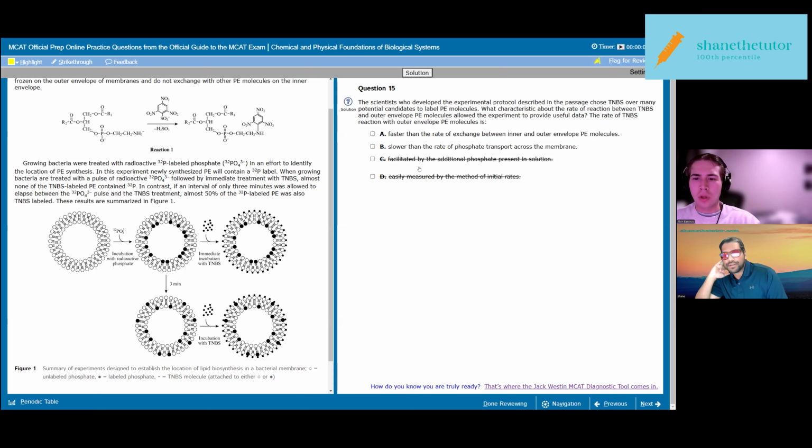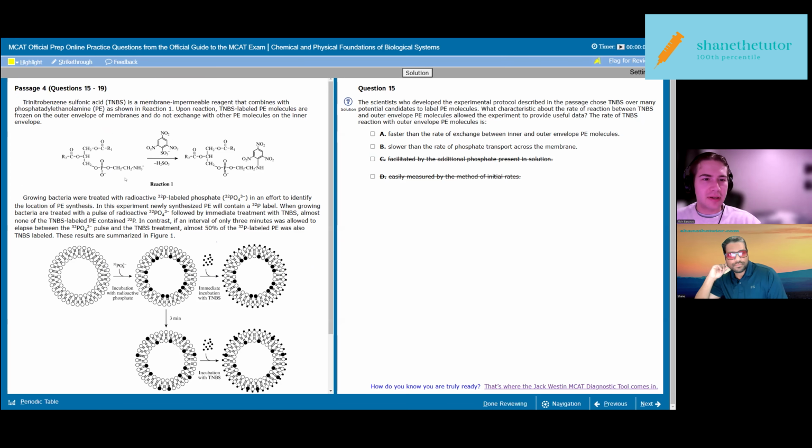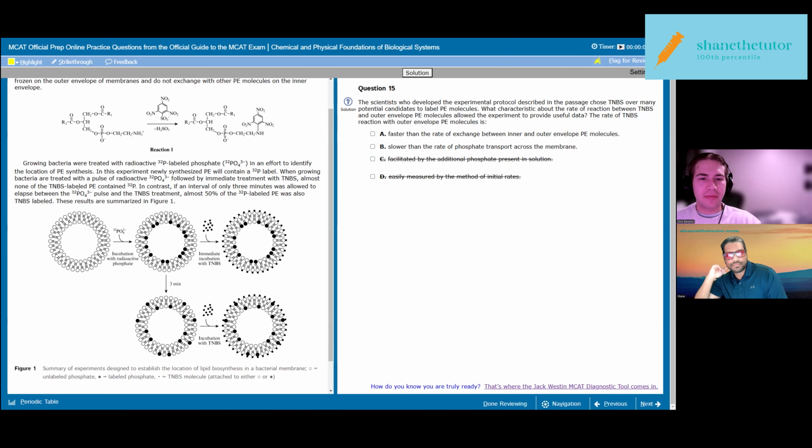What are your thoughts? Well, I crossed it out. I don't think it's correct because the main focus here is the radio-labeled phosphate, and maybe it could be facilitated by additional phosphate, but I think it's a little out of scope. Well, let's see. If it's saying that it's facilitated by the additional phosphate, it means that the additional phosphate helps the rate of this reaction to proceed, right? We didn't talk about rates.